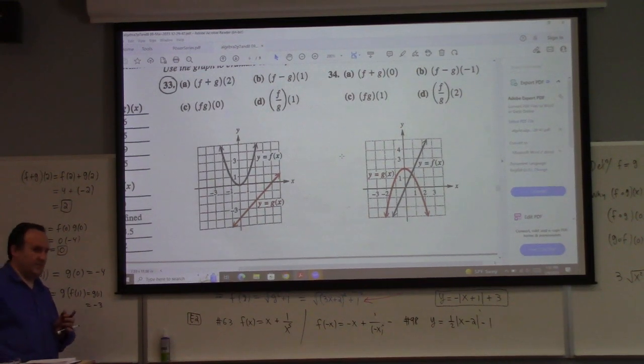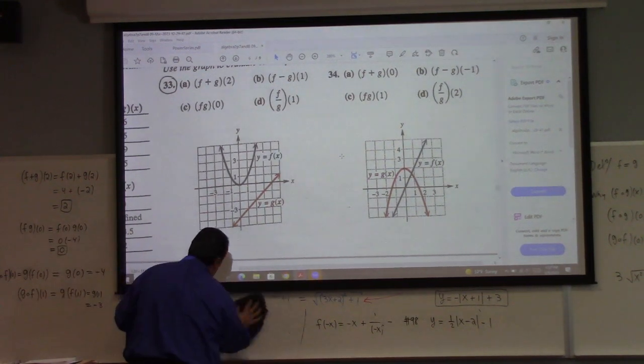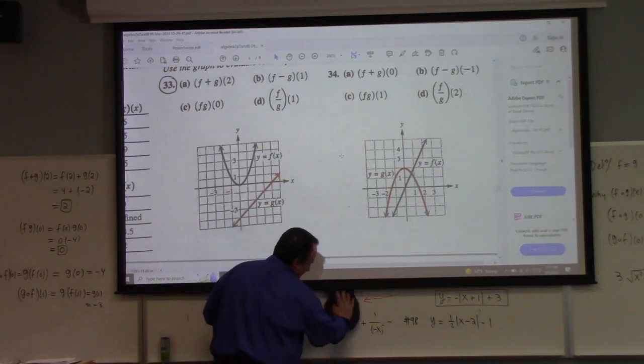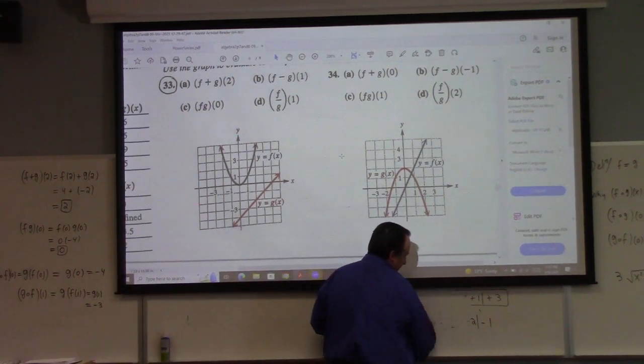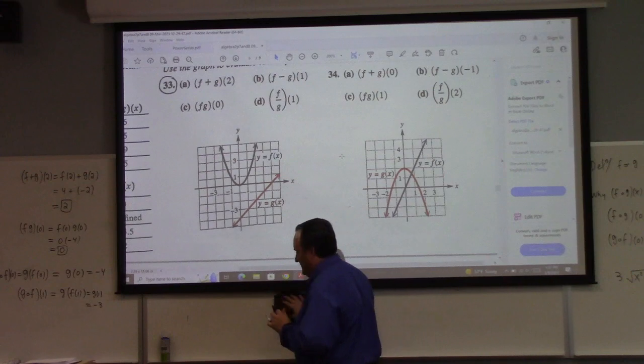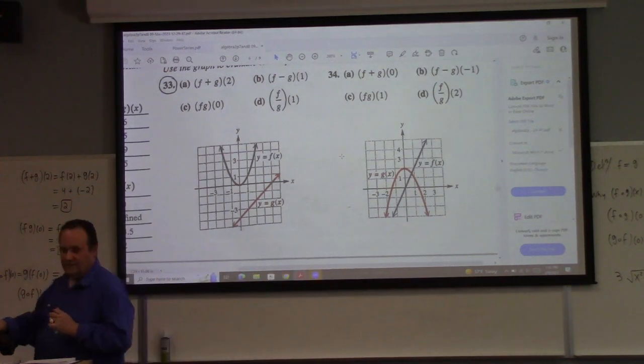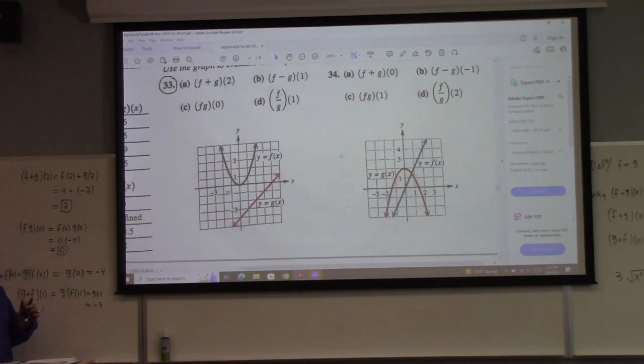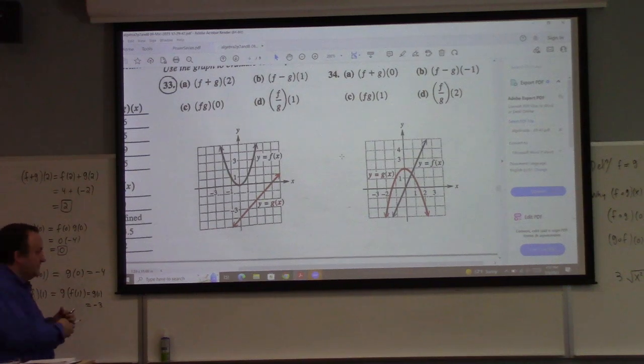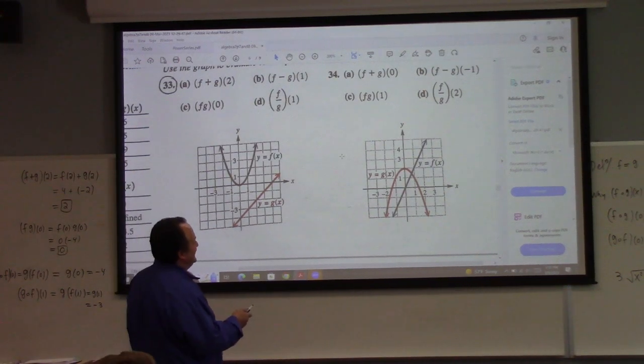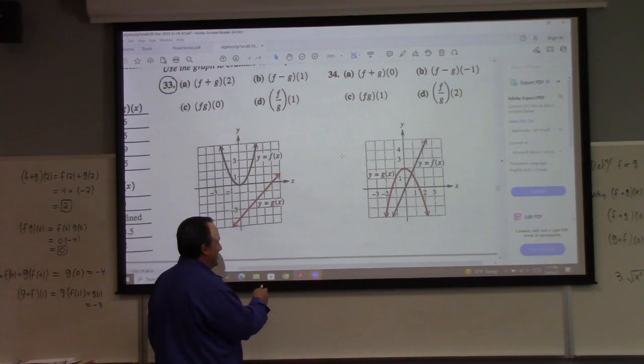So let me do a composite with the other graph. I think composite tends to give you guys much more trouble than the other operations, right? Composite is way more complicated than the addition, the subtraction, or the multiplication for sure, right? Addition's kind of hard. Okay, I'll allow it.